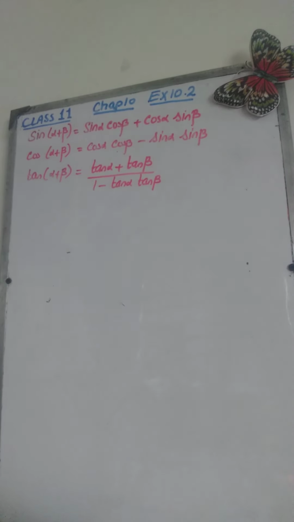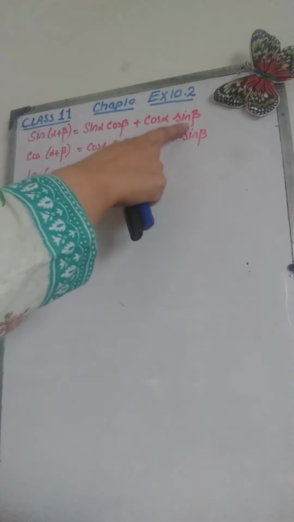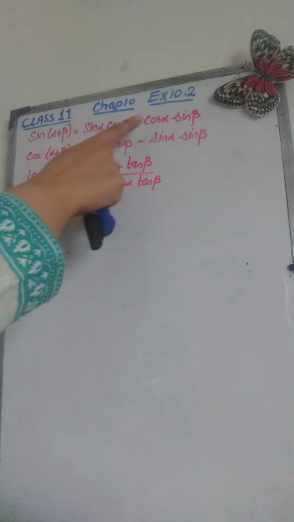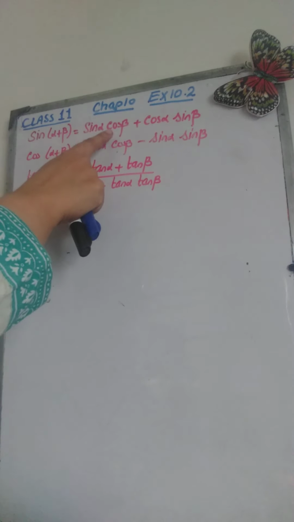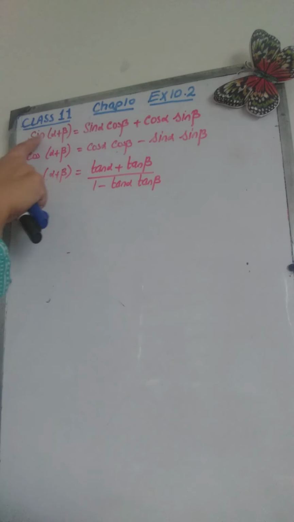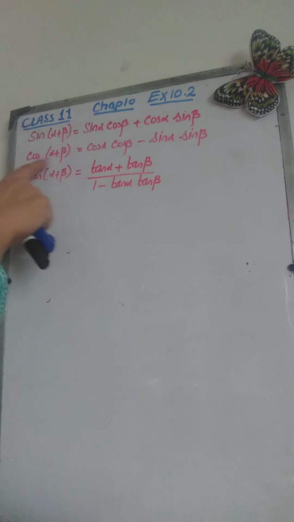Today's lecture is about exercise 10.2 and we will be using the identity sin(alpha plus beta) is equal to sin alpha cos beta plus cos alpha sin beta. What does this identity tell us? It tells us that if you have the sine and cosines of alpha and beta separately, you can find the sine of the sum of these two angles with the help of sine and cosines of alpha and beta. Same is the case here.